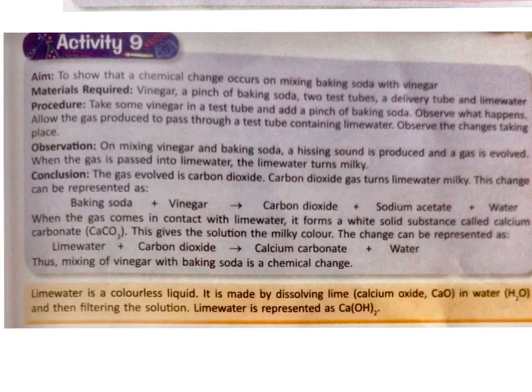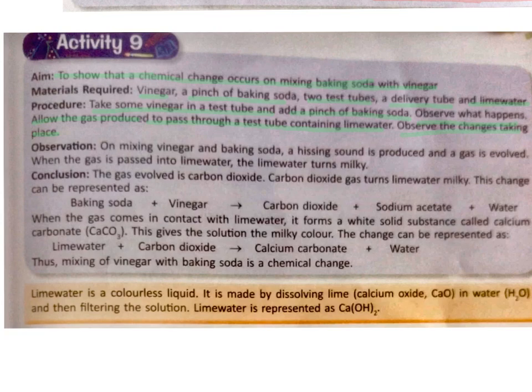Now let's look at activity 9. Aim: to show that a chemical change occurs on mixing baking soda with vinegar. Materials required: vinegar, a pinch of baking soda, 2 test tubes, a delivery tube and lime water. Procedure: take some vinegar in a test tube and add a pinch of baking soda. Observe what happens. Allow the gas produced to pass through a test tube containing lime water. Observe the changes taking place.